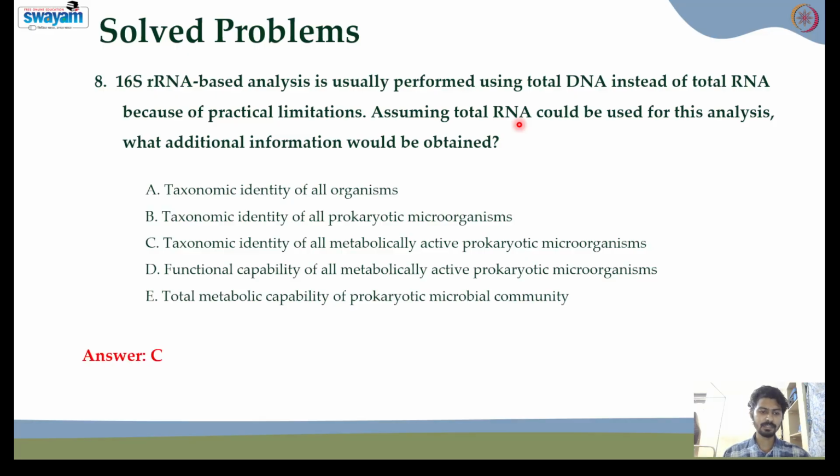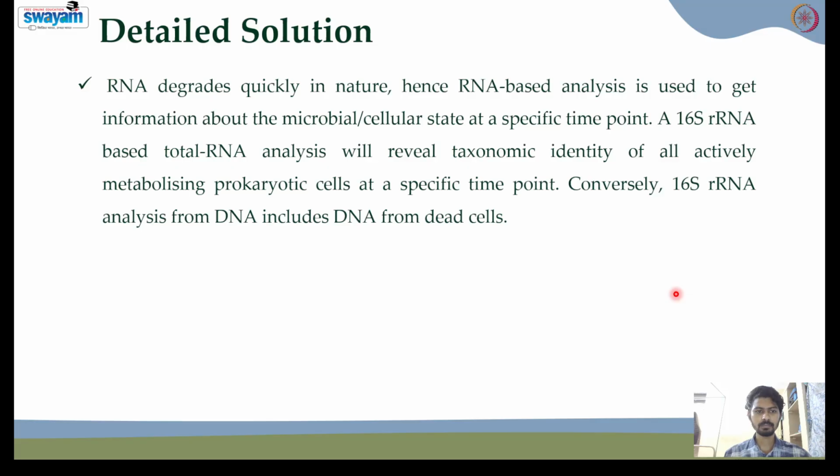So let's see the answer. Yes, it is correct. Option C, taxonomic identity of all the metabolically active prokaryotic microorganisms. And why is it so? As we know, RNA degrades quickly in nature as it is unstable, and hence RNA-based analysis is used to get information about the microbial and cellular state at a specific point. 16S rRNA-based total RNA analysis will reveal the taxonomic identity of all the actively metabolizing prokaryotic cells at the specific point. Conversely, 16S rRNA analysis from DNA includes DNA from dead cells also.